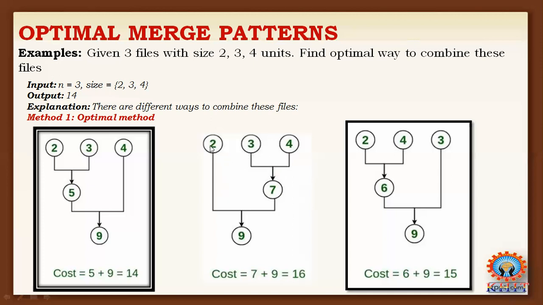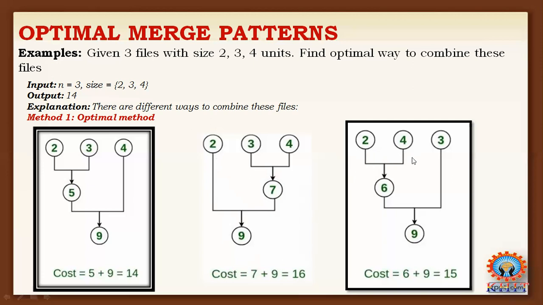Now let us consider these three files. First, I can merge file 3 with file 4, and the result file will be stored in one more file, that is 7. The total size is 7. Now file 7 is merged with file 2. Then the size of the file is 9. Total cost is 7 plus 9, 16 moves are required. So move to the third methodology.